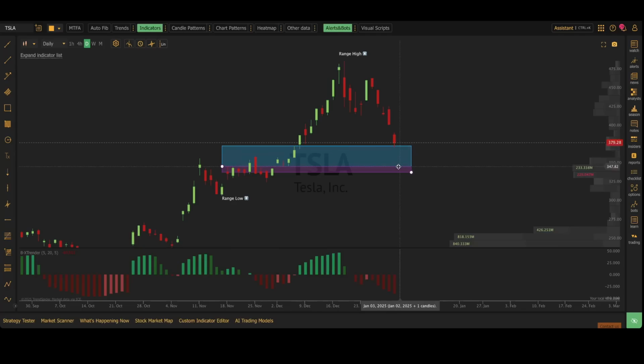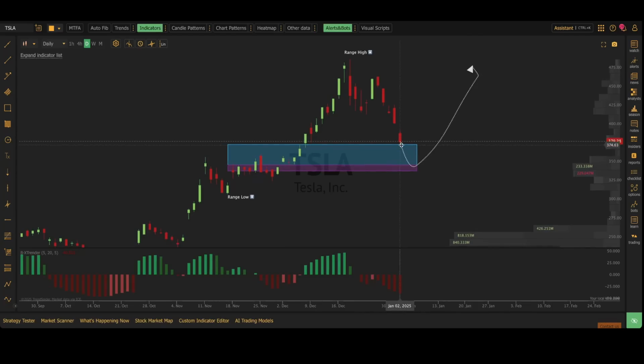In most cases, these areas, specifically this purple area, are going to be the lowest that institutions will allow price to fall to before they eventually step in and buy the stock up, forcing prices to push back up into higher highs.